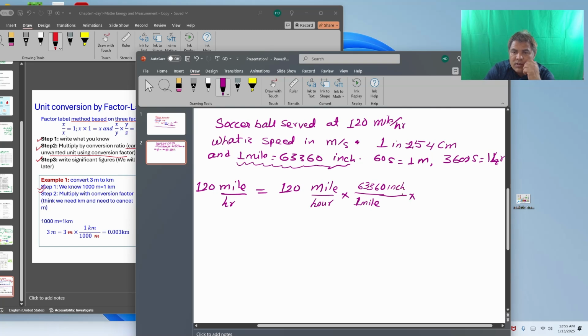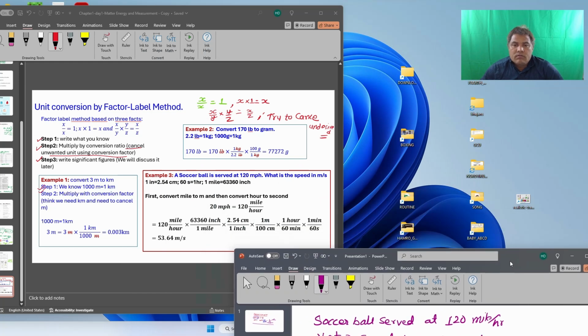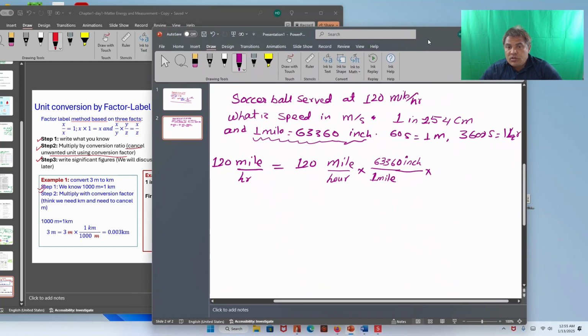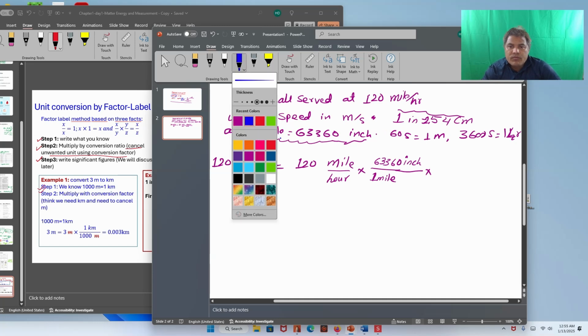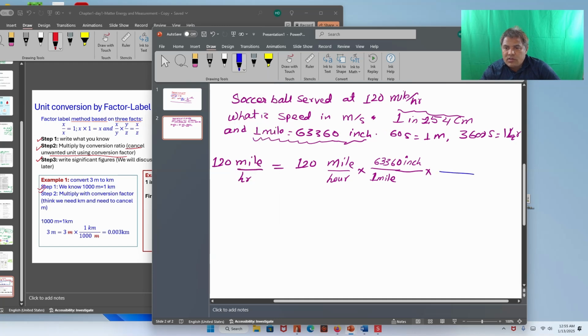Unfortunately we don't need inch either. We actually need meter per second. But what is given here? The inch and centimeter relation is given. That's why we have to cancel that inch also. So let me cancel that inch. 1 inch equals 2.54 centimeter.